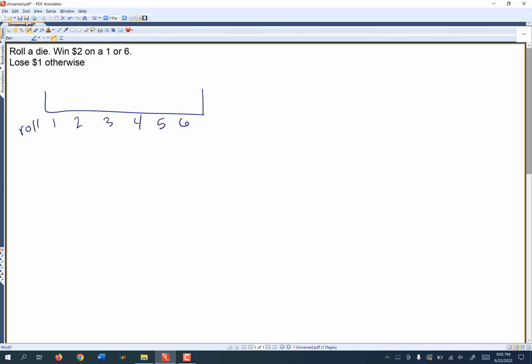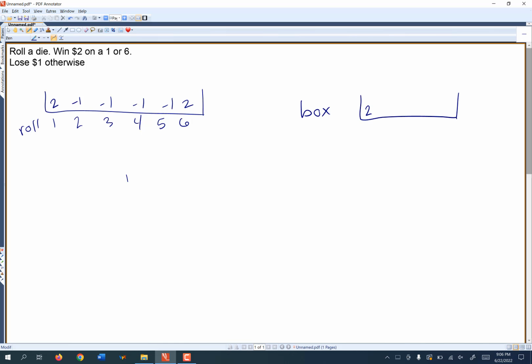Okay, so if I roll a 1, I get $2. If I roll a 6, I get $2. If I roll anything else, I lose $1. So my box is actually going to look like this. It's going to have a 2, four negative 1s, and a 2. So I can rewrite my box just to make things simpler for myself.